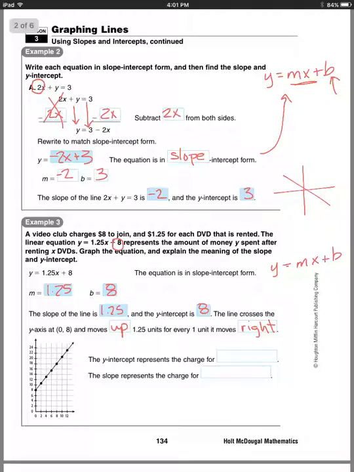The y-intercept represents the charge for joining, because you have to pay the $8 for joining. And the slope represents the charge for each DVD. Okay?